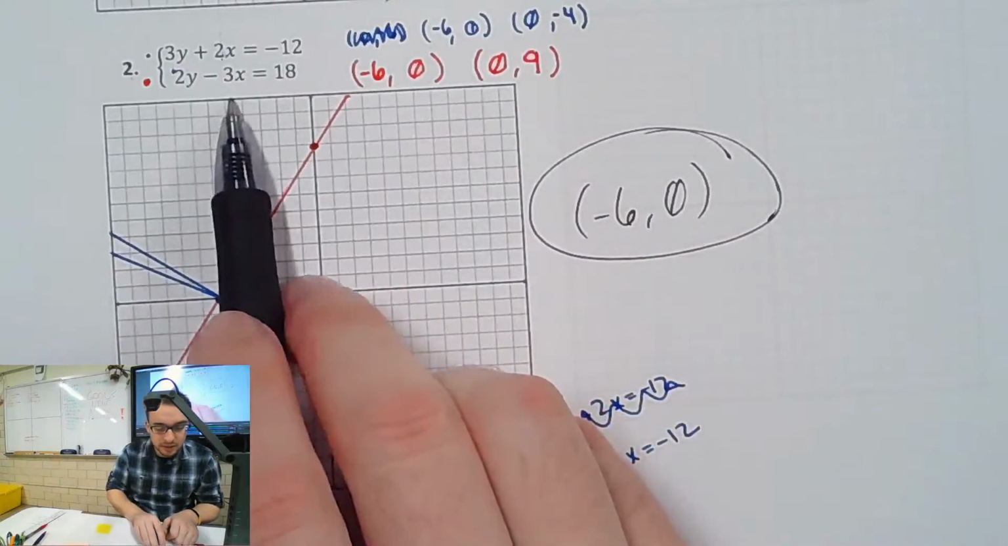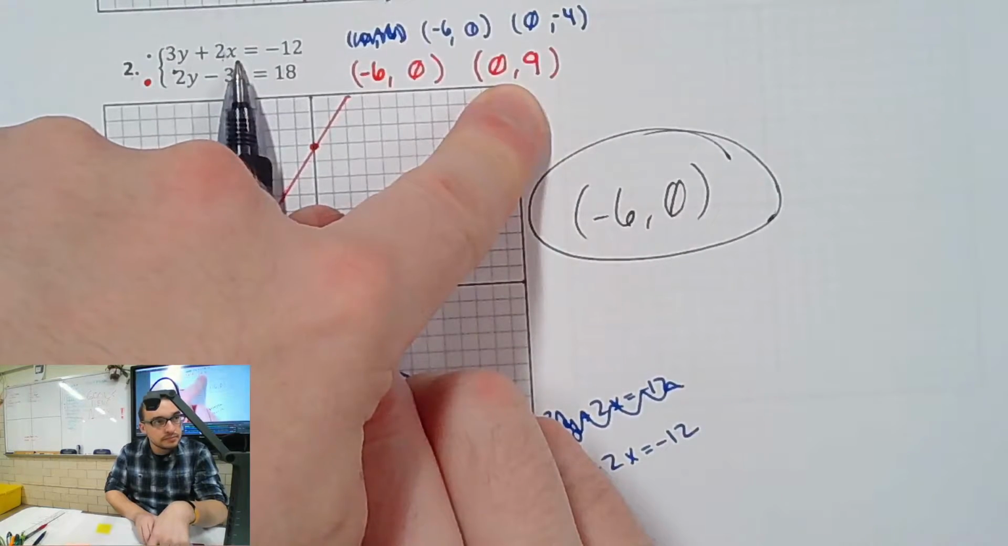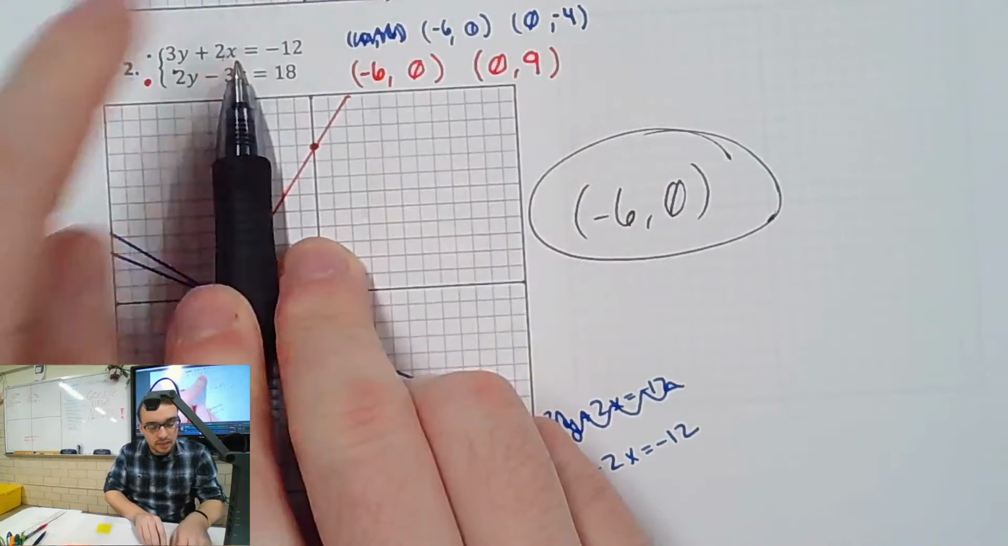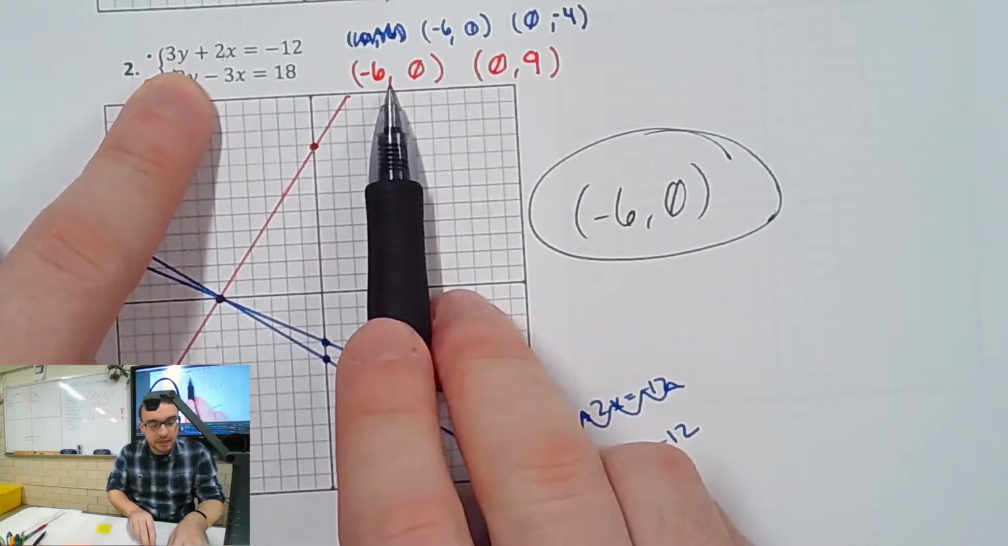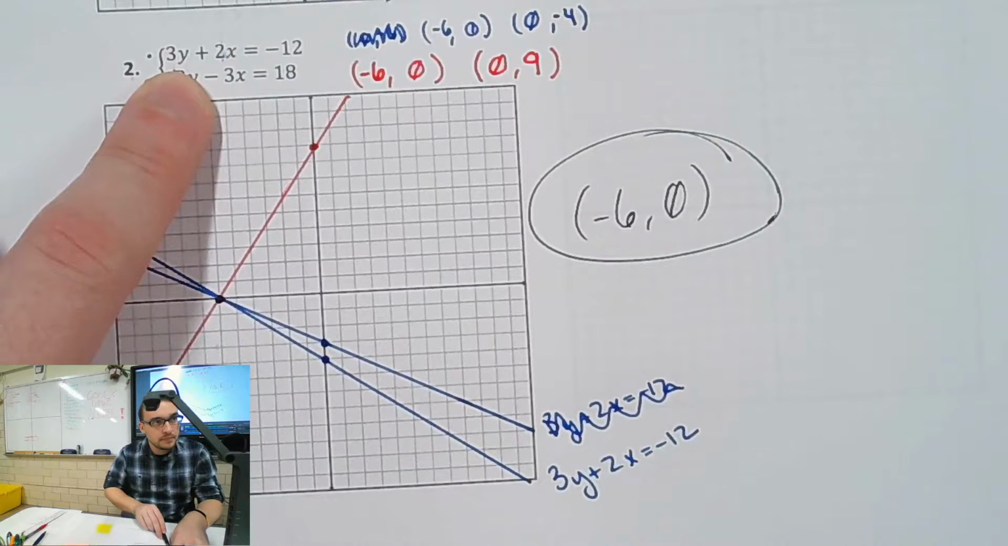Same thing here, plug in 0 for x. That's going to get me 9 for y. Plug in 0 for y, that's going to get me negative 6 for x. You can do it. Draw 'em. That's where they intersect.